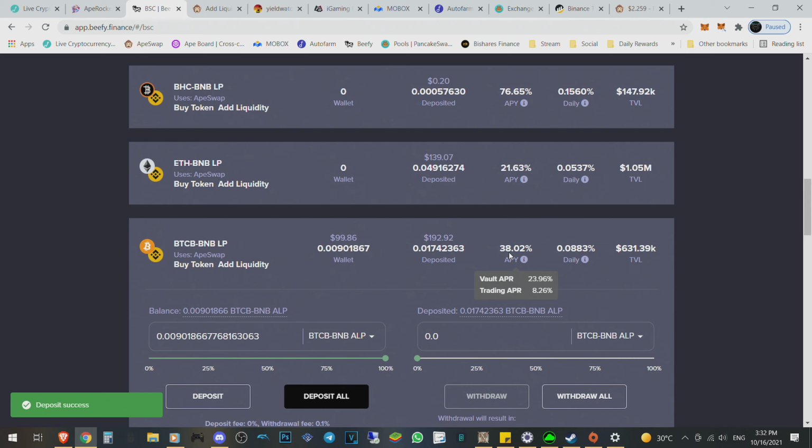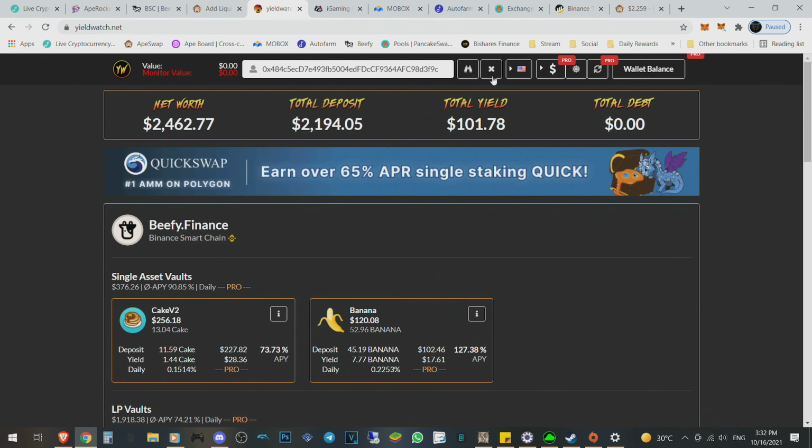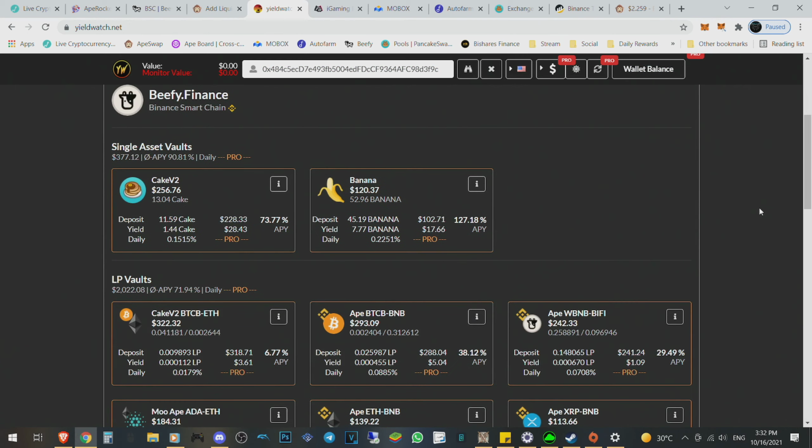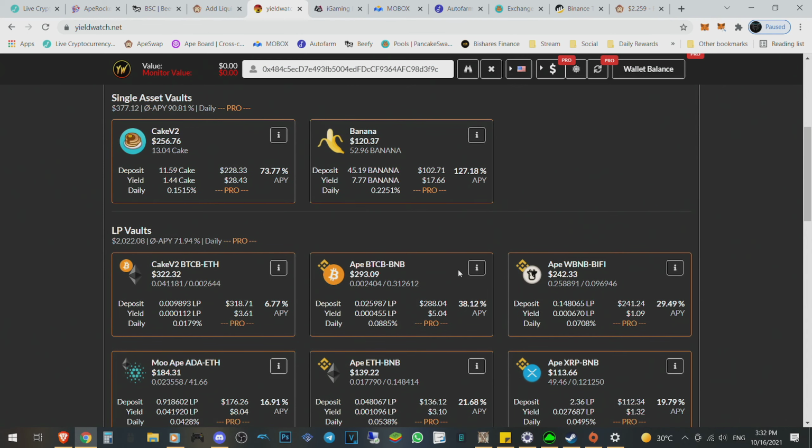But, I mean, $100 shouldn't affect it that much anyway. So there we go, $100 deposited. So if I refresh here now, that should be updated. And it should be second on the list. It should be higher than Beefy, Beefy BNB. So that's a good thing. Want to make sure. Yeah, it is.